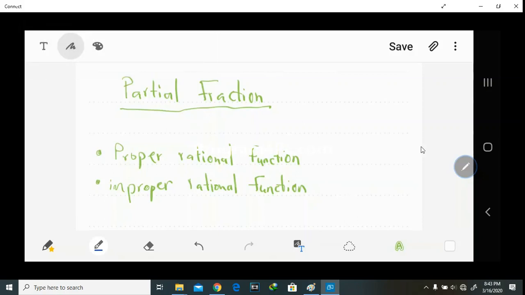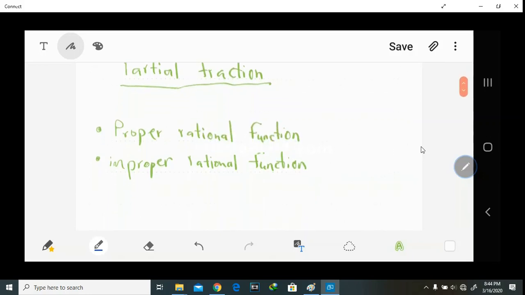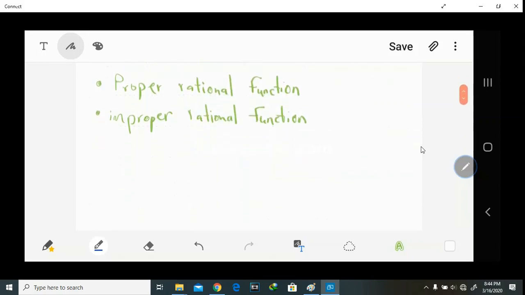Today we will be talking about partial fractions, and I'll give you a basic introduction of how you approach partial fractions. So all you need to remember is, when you come to partial fractions, you have to know what a proper rational function is and what an improper rational function is. So I'll just walk you through what a proper rational function is first.